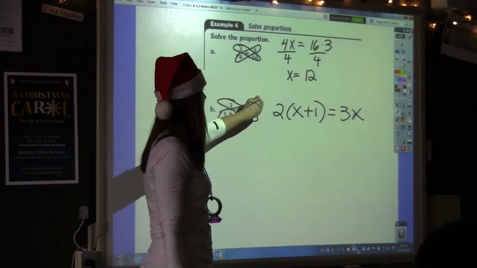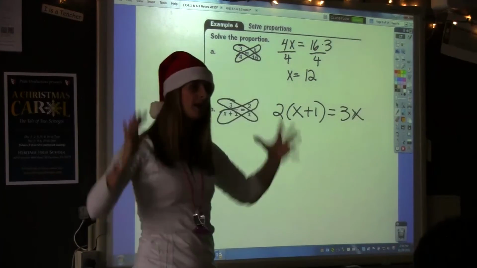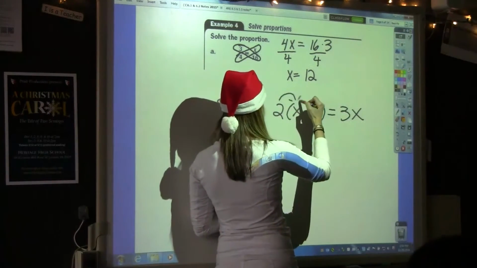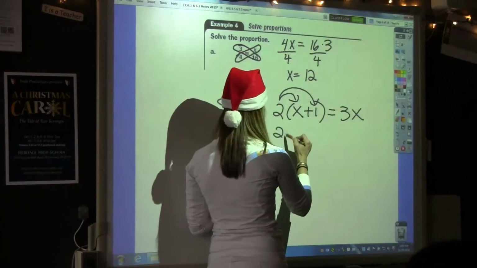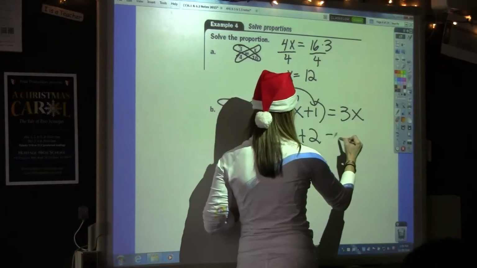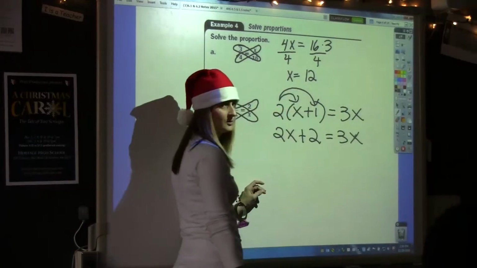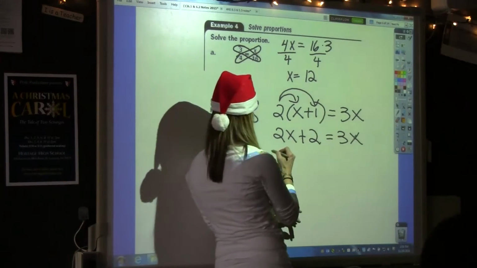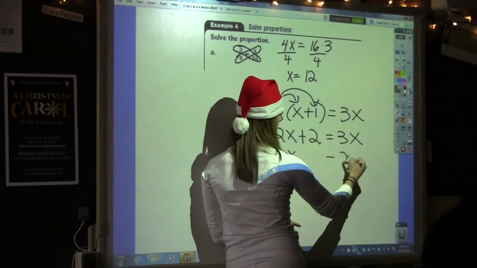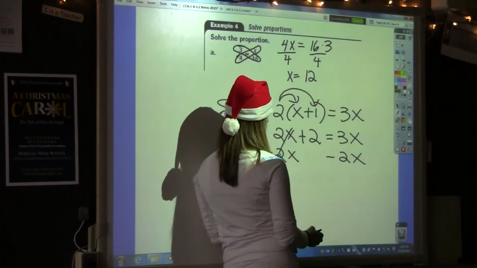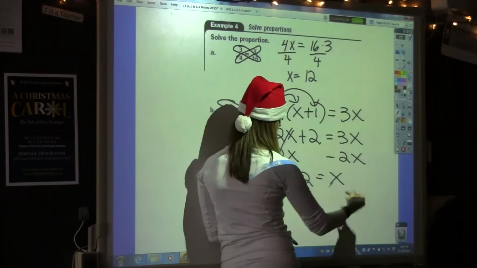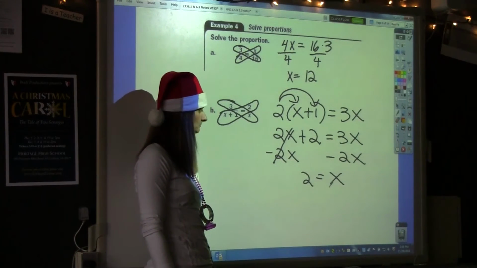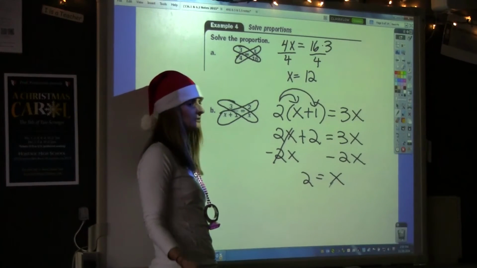When you multiply 2 times x plus 1, it's the quantity x plus 1, so it's got to be in parentheses. So you are actually distributing this 2. So this is actually 2x plus 2. That's what I was going for a second ago. Are you with me? It's okay to have your x on the right, by the way. 2 equals x, x equals 2. Same thing.